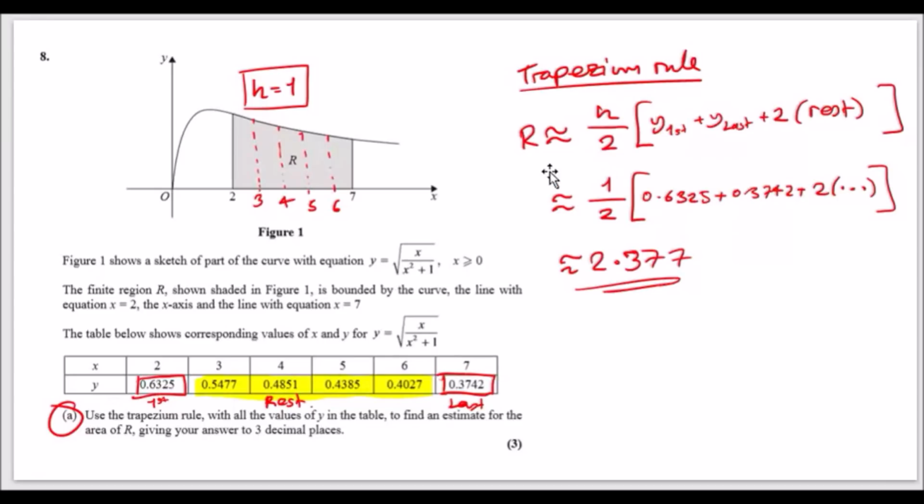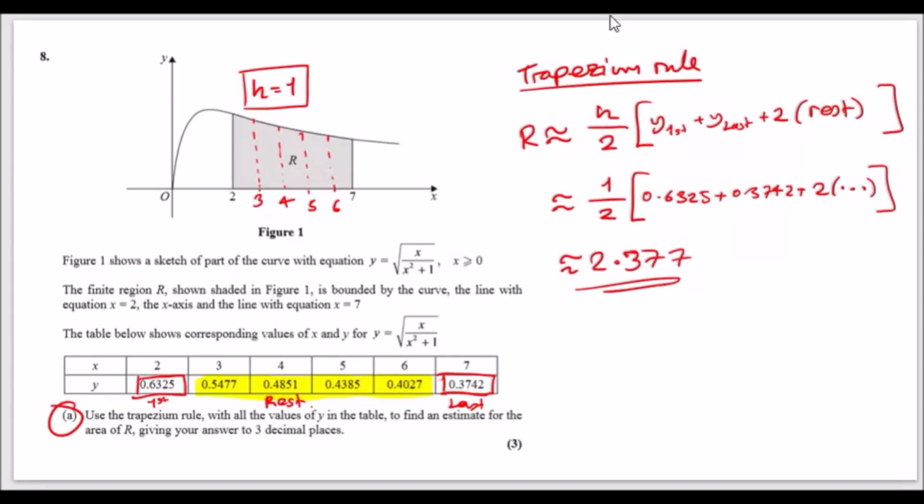Now to work this out, we just put the general trapezium rule. I mean, I wrote it a bit differently. I always write h over 2 times the first y value, which is here, plus the last y value, which is here, plus 2 times the rest of them, which is the highlighted area.